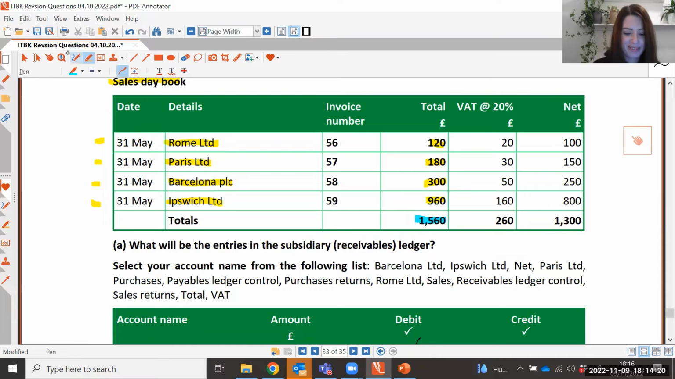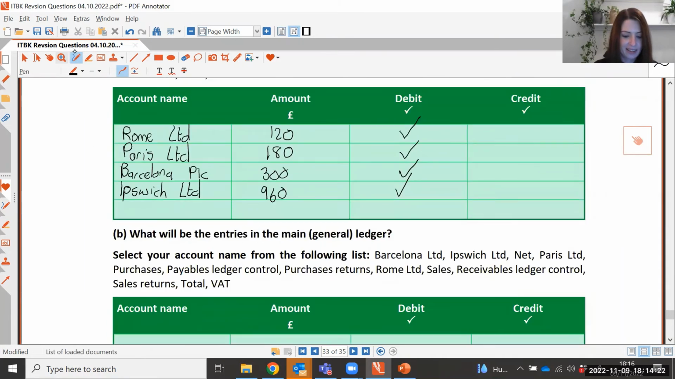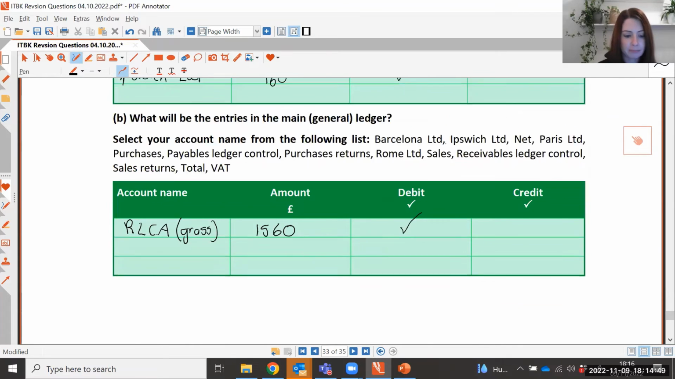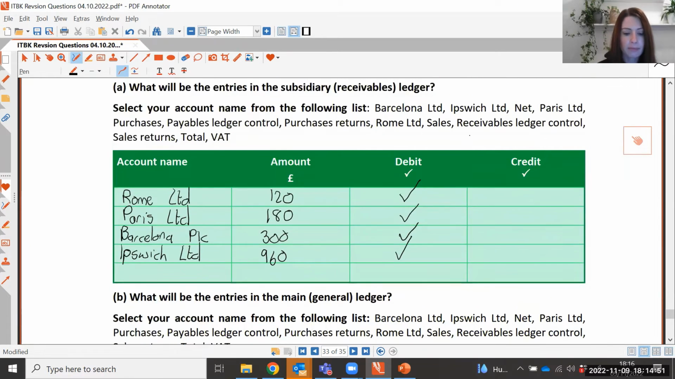Good. Yeah. So we have the receivables ledger control account, and we're posting the gross amount, 1,560. Would that be a debit or a credit to the receivables ledger control account? Brilliant. Yeah. So it will be a debit, because again, it's going to increase the amount that those credit customers owe us, increasing the asset. Good.